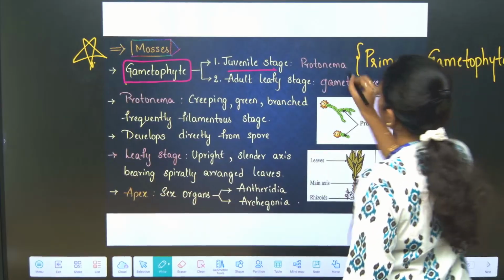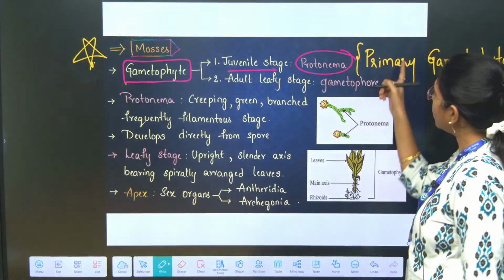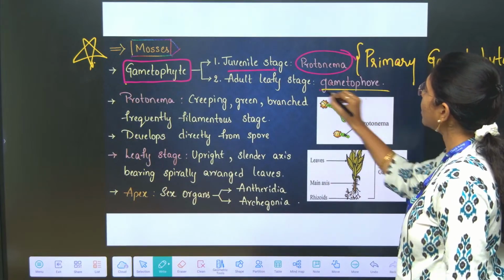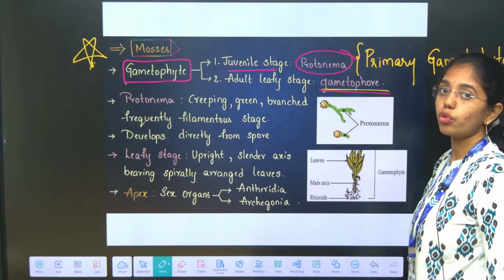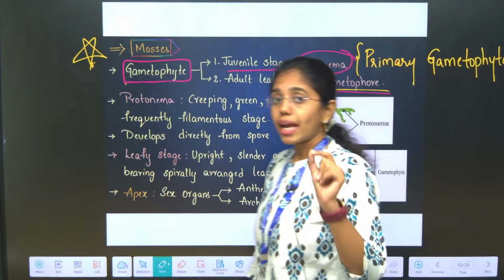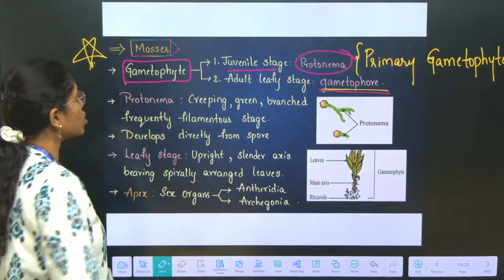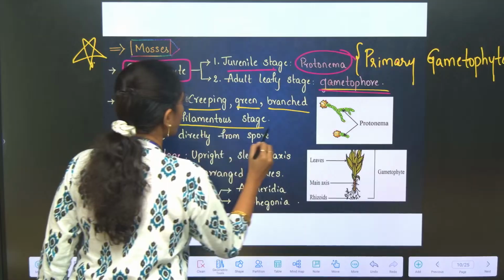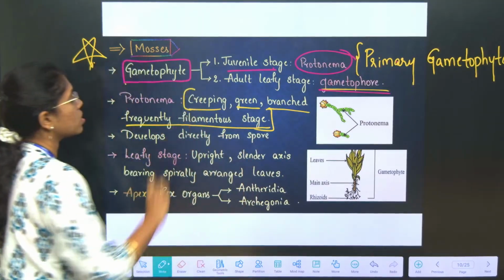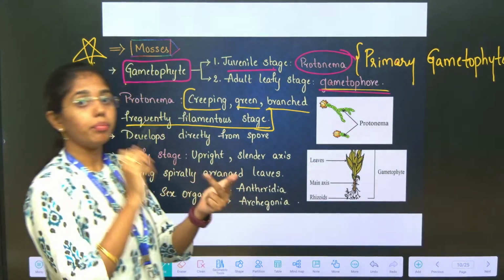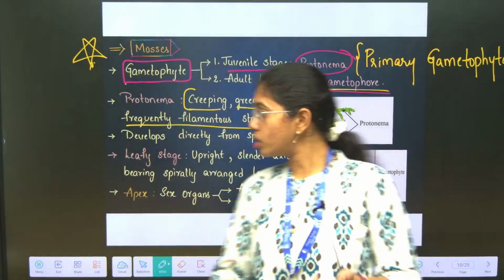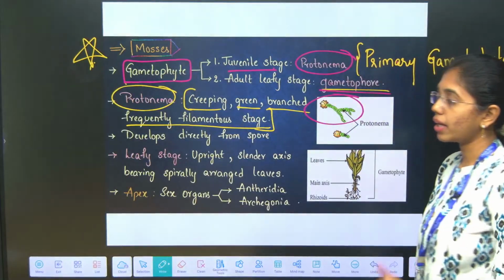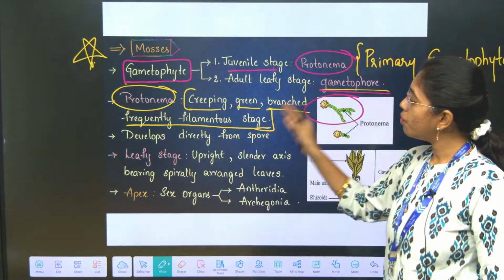Primary gametophyte is protonema, and this matures to the adult leafy stage gametophyte, which is the gametophore. How can you describe this protonema? Protonema is well described as a creeping, green, branched, frequently filamentous stage. That is protonema, and this is the diagram of protonema.